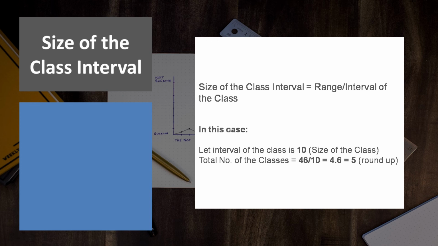So how many classes will there be? To get the total number of classes, 46 is the range and 10 is the size of the class. So 46 divided by 10 is 4.6. So 4.6 is in decimal terms, so you have to round it off. That means 5, because 0.6 is more than 0.5. So that's why a total of 5 classes will be there. So you have to round it up.